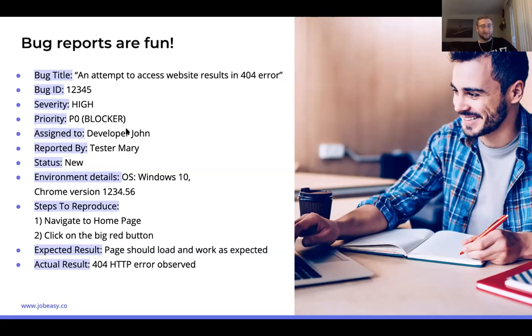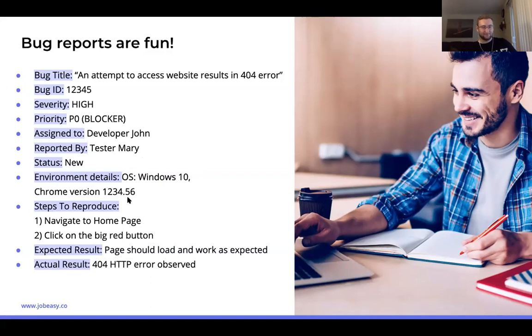Then the ticket will be assigned to the developer, because developers will have to look at it and fix it. It would be reported by you, right? Or maybe another QA engineer. Status would be new. Environment details is basically you need to provide the details of the system you tested on, where you were able to reproduce this bug. So let's say you're testing on a Windows machine, and let's say you're using a Chrome browser. That's the place where you enter all that information.